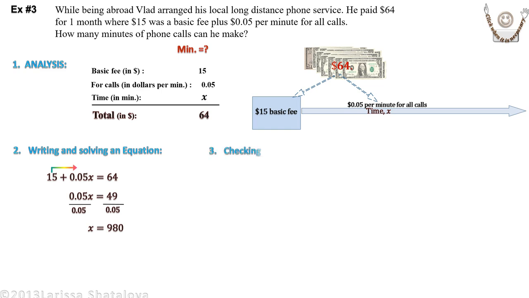Checking. In our original equation, we have to replace x with 980 and check is the left side equal to the right or not. Yes. If you simplify using your calculator, you will see 64 equals 64. Now we can write the answer. Number of minutes is 980, or 980 minutes.